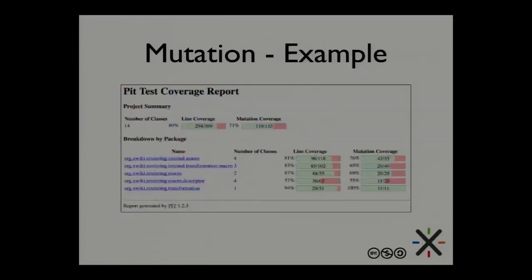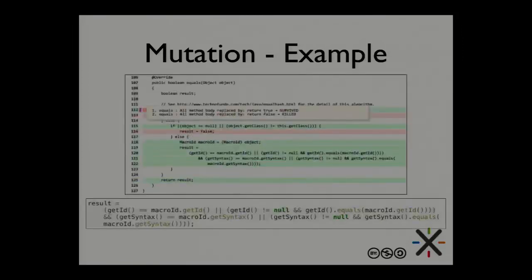So when you run that, this is an example of running it on one very small module of XWiki. This module has 14 classes. And this is the report generated by PIT. You see it reports a line coverage of 80%, and a mutation score of 71%. And then you've got the drill down, breakdown by package. And you can go down to the line number. So that's where you see the problems. In this example, this is an equals method for a Java class. And what it says here, those at the back won't be able to read, so I will describe it.